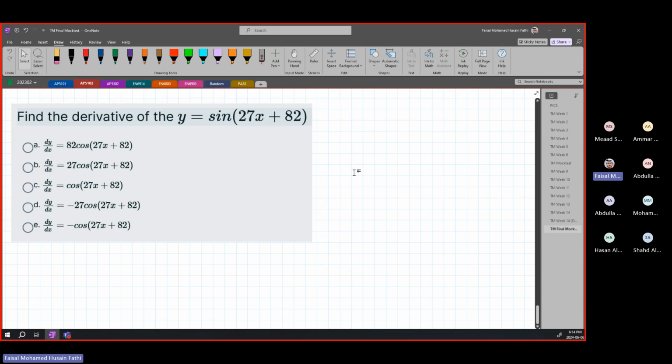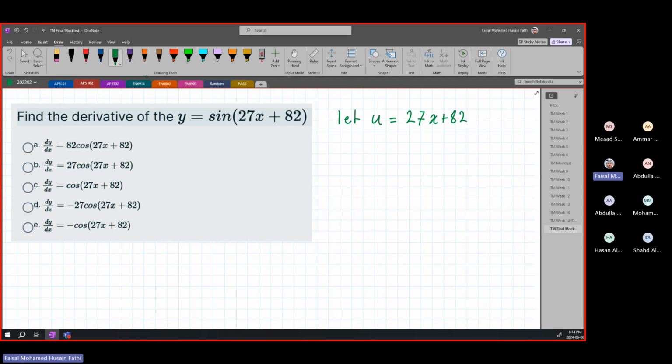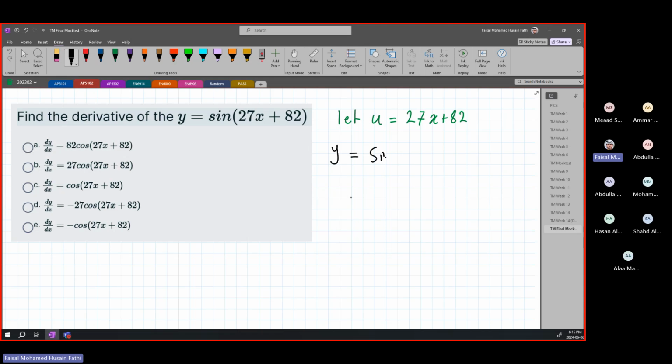All right, so they gave us y is equal to sine 27x plus 82. Sine 27x plus 82, this is the same as saying let u equal 27x plus 82. This is known as chain rule. When you have a function inside a function, you're going to let u equal 27x plus 82, so that y is equal to simply sine of u. And this is easy to solve now because dy by du is going to be equal to sine u becomes cosine of u. Simply.